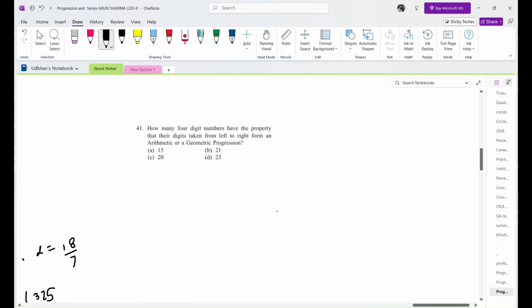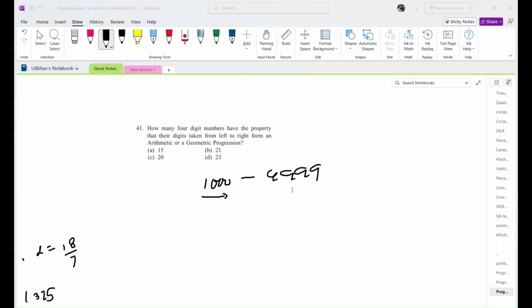How many 4-digit numbers have the property that the digits taken from left to right form an AP or a GP? Hmm. Here's the question. How many 4-digit numbers, what are the total 4-digit numbers? 1000 to 9999 have the property that the digits taken from left to right make an AP or a GP. We have to see both.